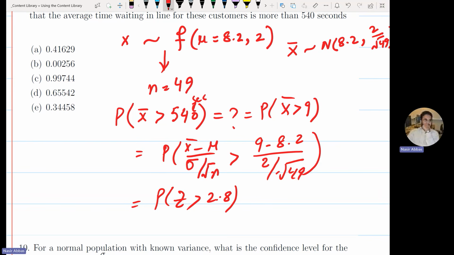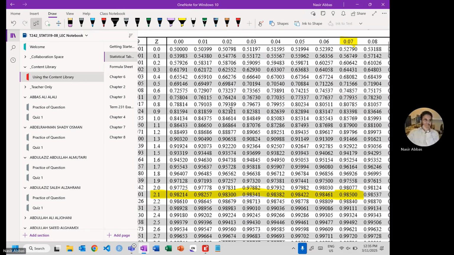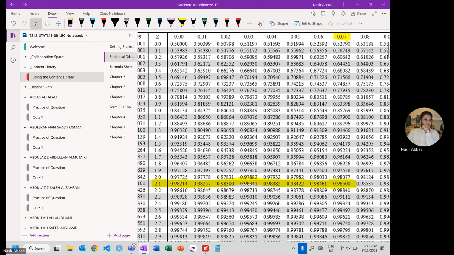Can a question of Z be solved in the greater than form? No, you must convert it to 1 minus. So this is 1 minus probability of Z less than 2.8. Let's go to the Z table for practice and see what is the area below 2.8. What is the area below 2.80?